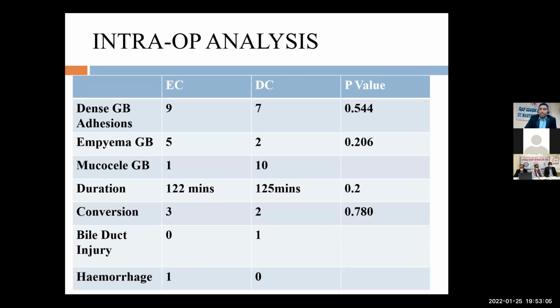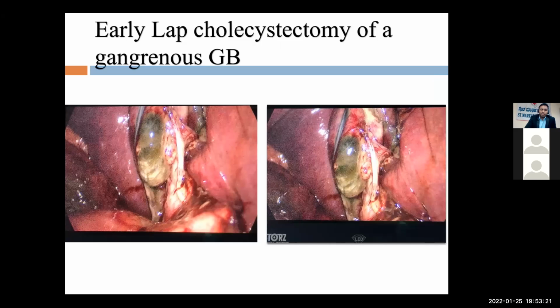The conversion, as all the literature says, we also had a conversion rate slightly more in the early cholecystectomy group than the delayed, where early had 3 and delayed had 2. There was a bile duct injury in the delayed cholecystectomy group, and there was an excessive hemorrhage, probably from an abnormal cystic artery, in the early group.